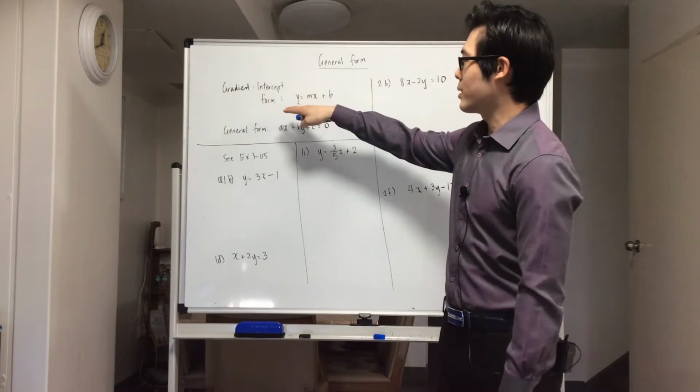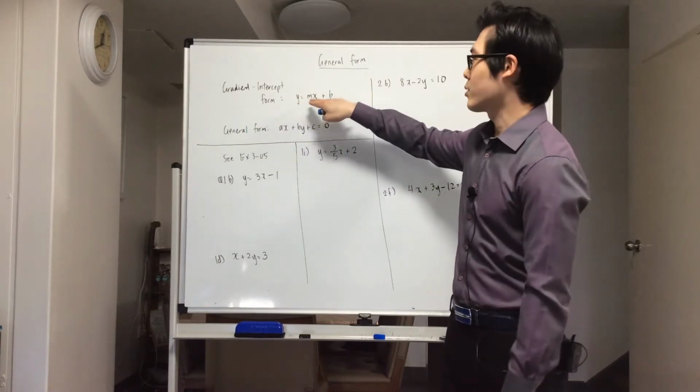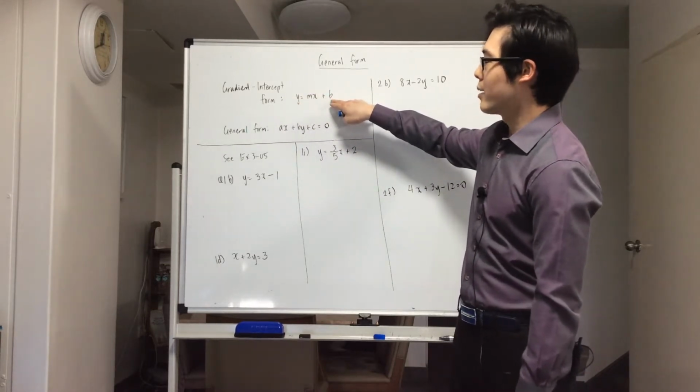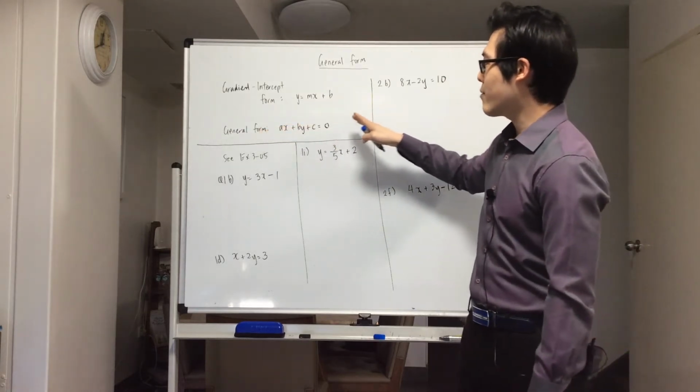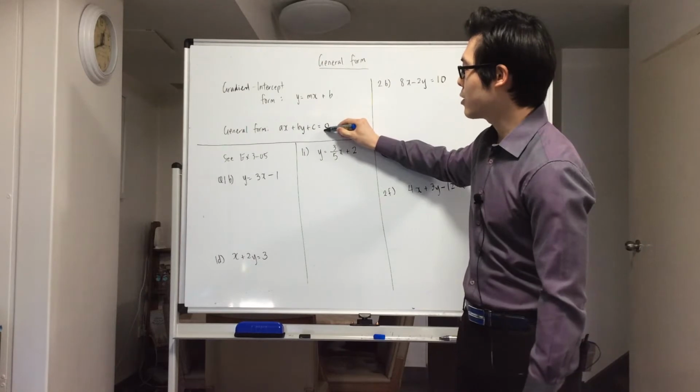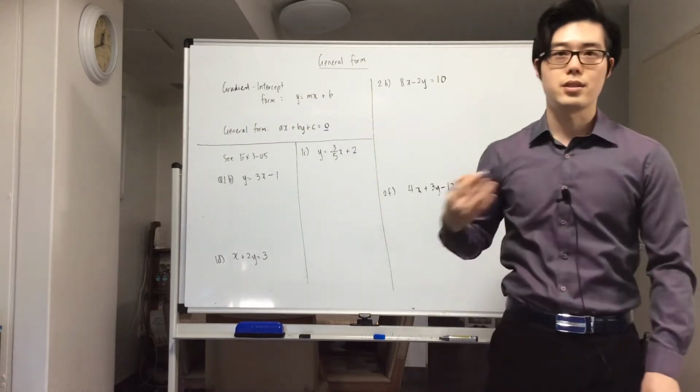Gradient intercept form is when you have y as the subject and you've got the gradient and the y-intercept. Now, if the question asks you to leave your answer in general form, that's when you have to move everything to one side and the only thing you should have on the other side of the equation is just 0.